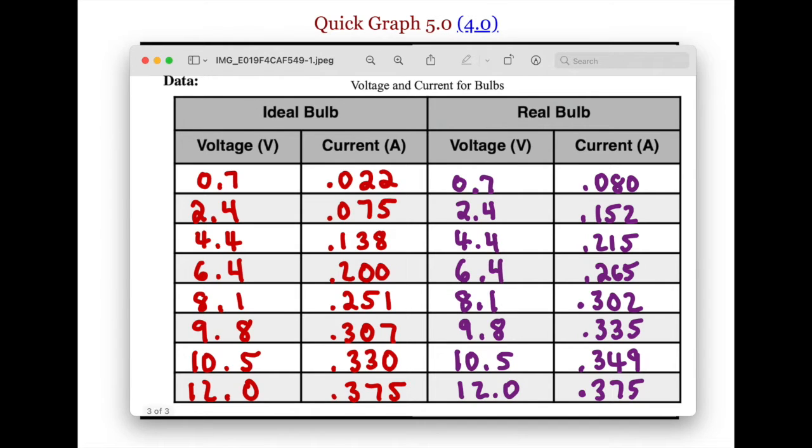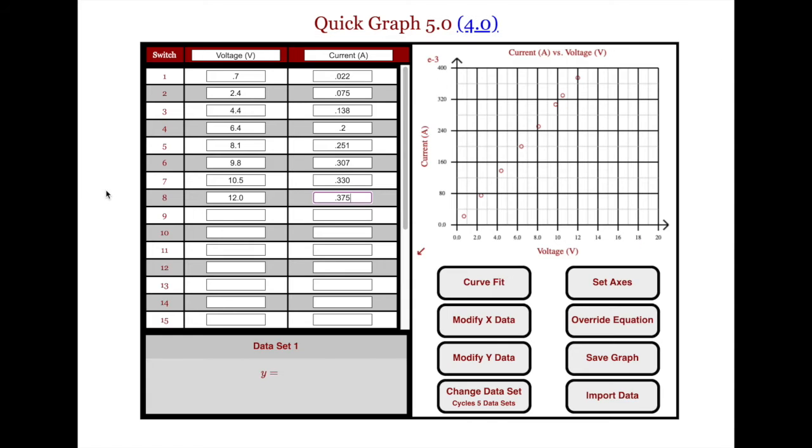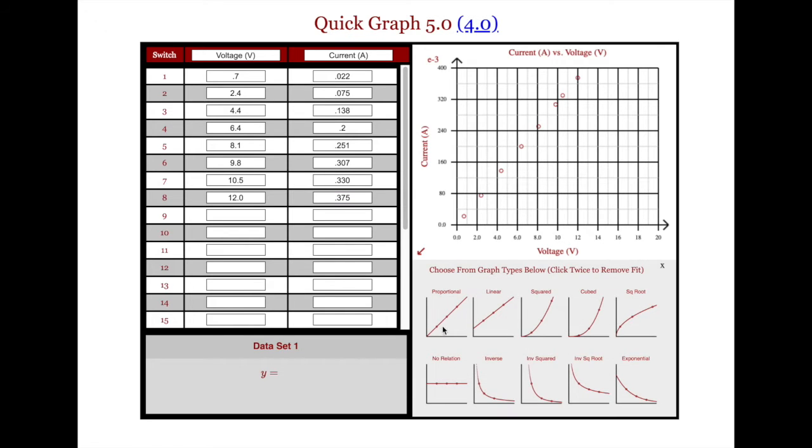So go to the Quick Graph program and start out by graphing just the ideal bulb. It should look something like this. It should be a proportional relationship, so you want to hit curve fit and pick proportional.